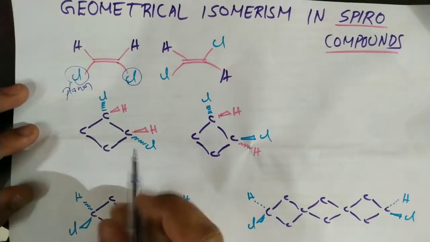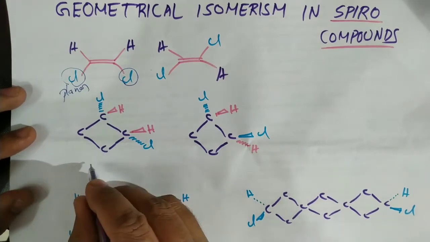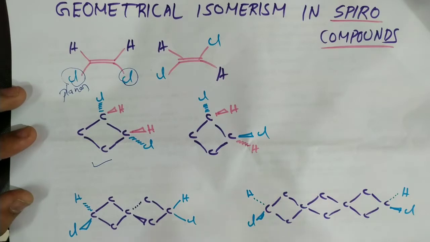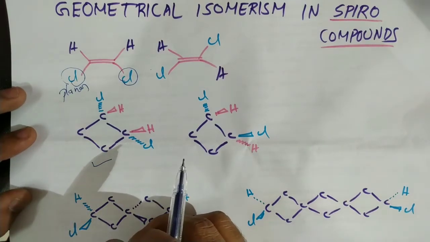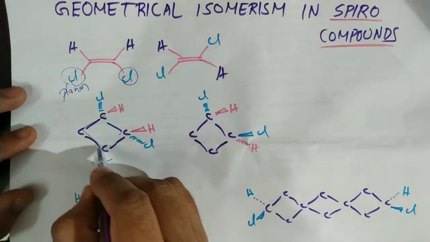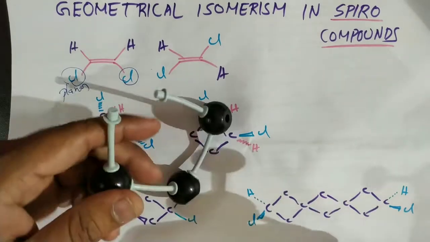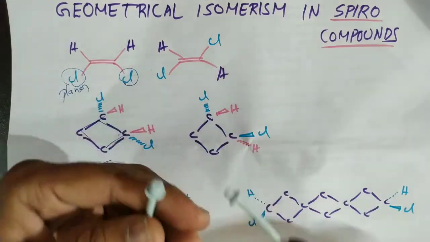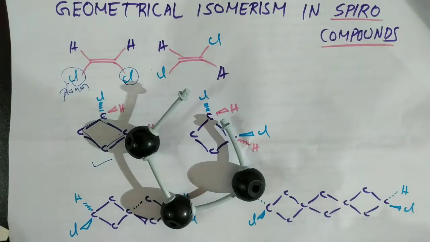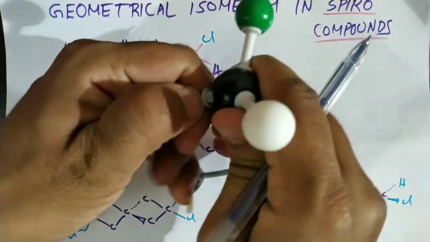Now here you can see this is cyclobutane, a dichloro derivative of cyclobutane. Cyclic rings also exhibit geometrical isomerism when at least two carbons have different groups. Here all carbons are in the same plane. Okay, all carbons in the same plane.